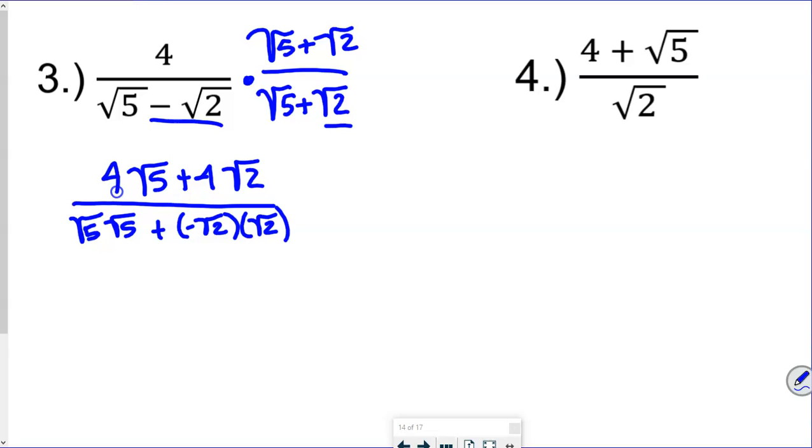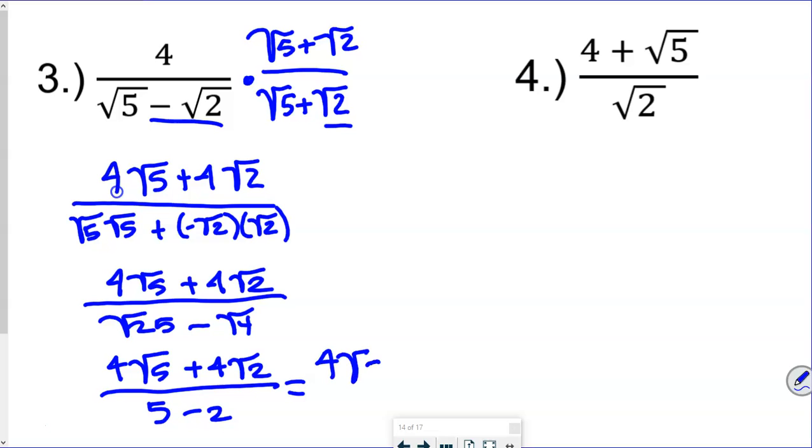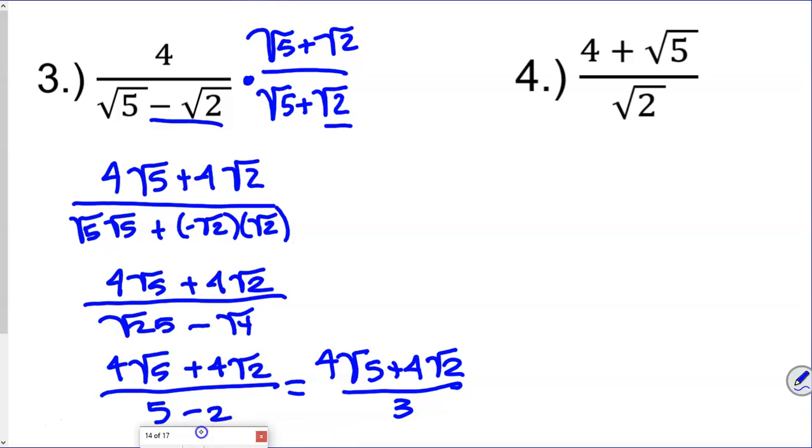So this is actually going to end up being 4 square root of 5 plus 4 square root of 2, and then this is actually going to be the square root of 25 minus, because that's a minus times a plus, the square root of 4, right? So again, keep simplifying. 4 square root of 5 plus 4 square root of 2. This is 5 minus 2, so our final answer is going to be 4 square root of 5 plus 4 square root of 2 over 3. Okay? Hopefully you guys all see that.